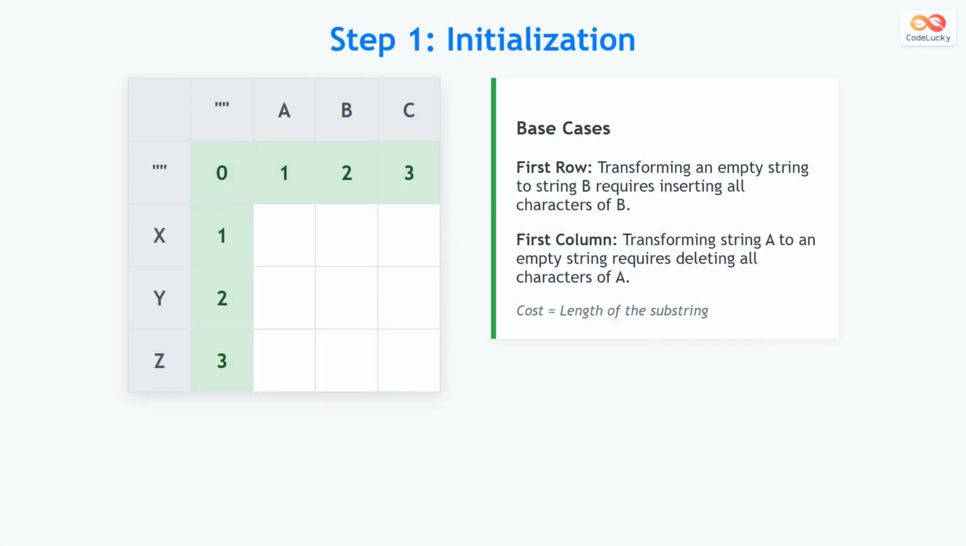We start by filling in the base cases. The first row represents transforming an empty string into the target, which just means inserting every character. The first column is similar. Transforming the source to empty means deleting everything. The cost is just the length.